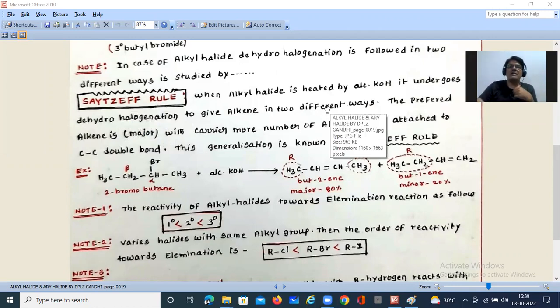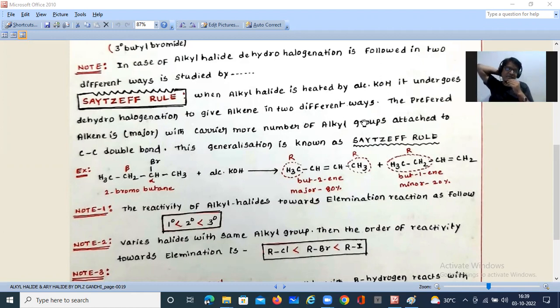When an alkyl halide is heated with alcoholic KOH, it undergoes dehydrohalogenation, as we know. Then it gives alkenes in two different ways. So the preferred alkene, and what does preference mean? The major compound. This one.